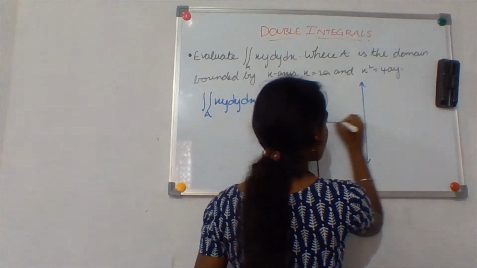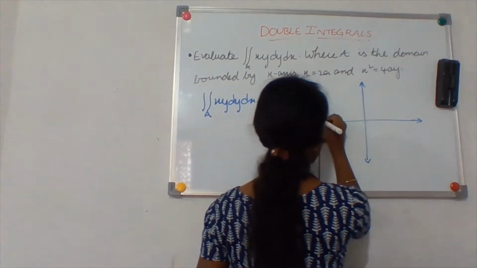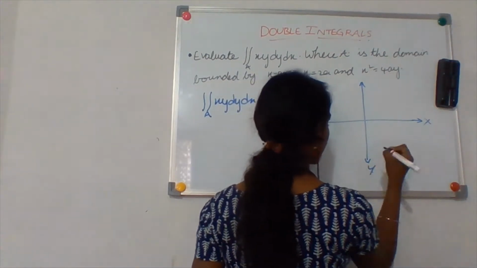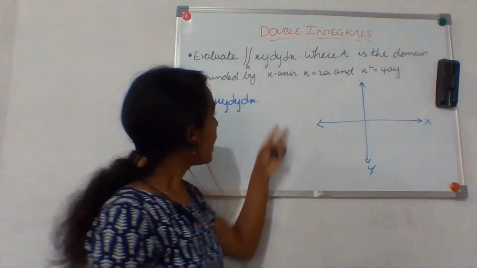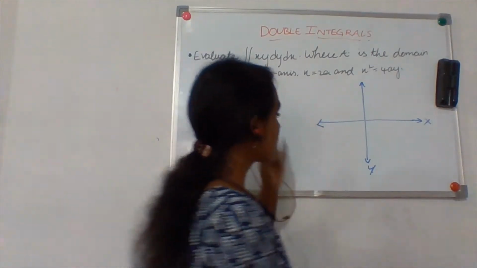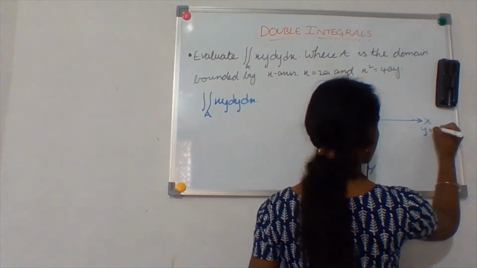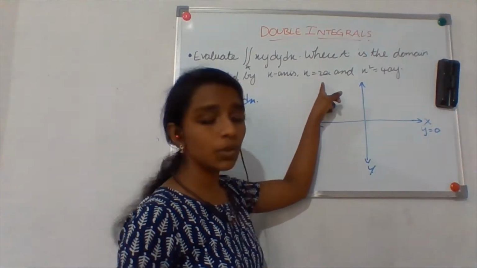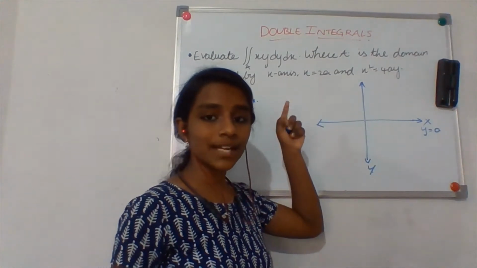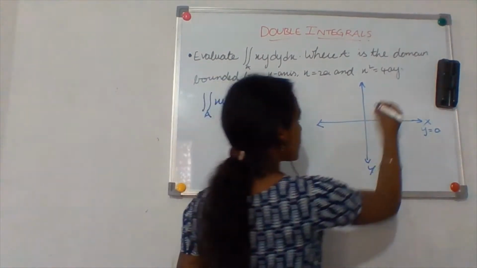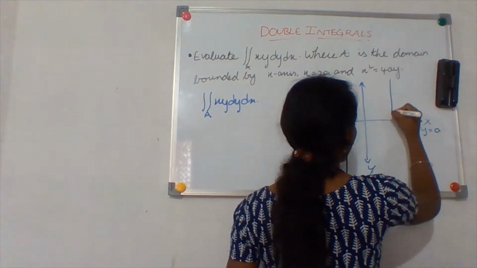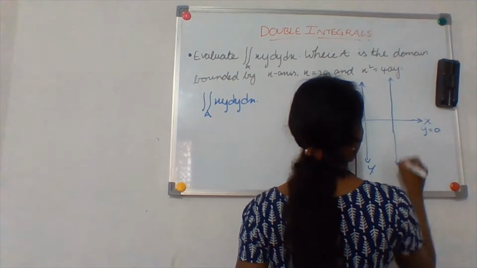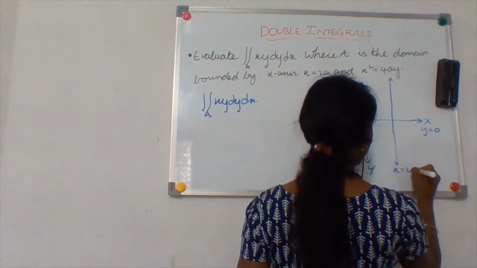This is the y-axis and this is the x-axis, as you all know, right? Now, we have the curves. This is the x-axis, that is y equals 0. That is one curve. And the next one is x equals 2a. x equals 2a means it is parallel to the y-axis, so that will be somewhere around here. So this will be the line x equals 2a.